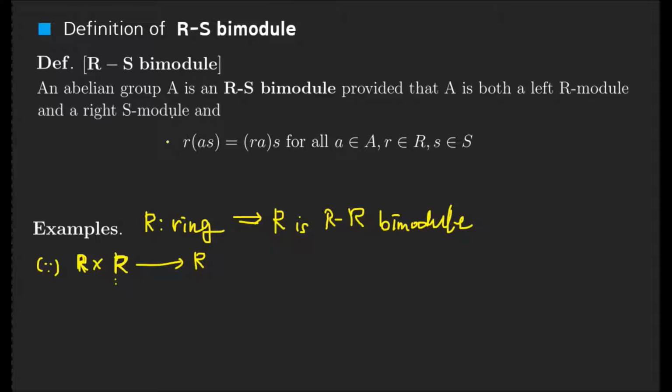And when we consider this property, if we choose r1, r2, r3, by the ring property, the associative rule holds, and this element is also in R. So (r1 r2) r3 is also in R. Anyway, the ring R is an R-R bimodule.